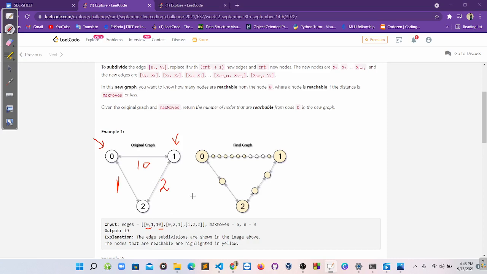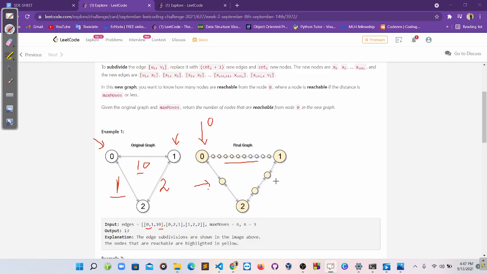The problem is we are at the 0th node, and whatever the cost between two nodes, we have to imagine that if there is a cost of 10, there are 10 intermediate nodes present between 0 and 1. Similarly, between 0 and 2, we have 1 as a cost, so we consider 1 as our node. Similarly, from 2 to 1, we have 2 as a cost, so we have 2 nodes. So what is actually the problem?